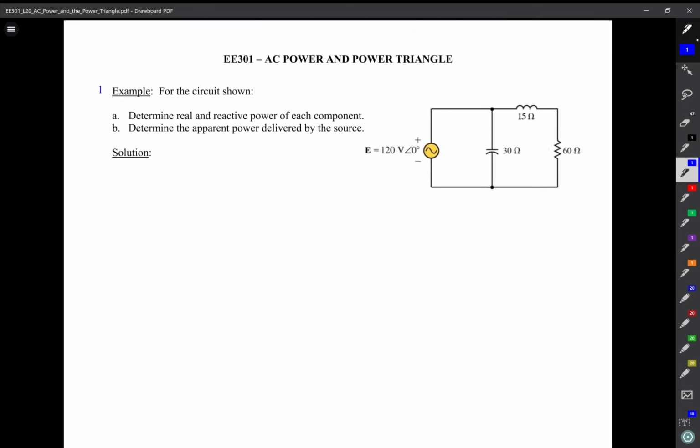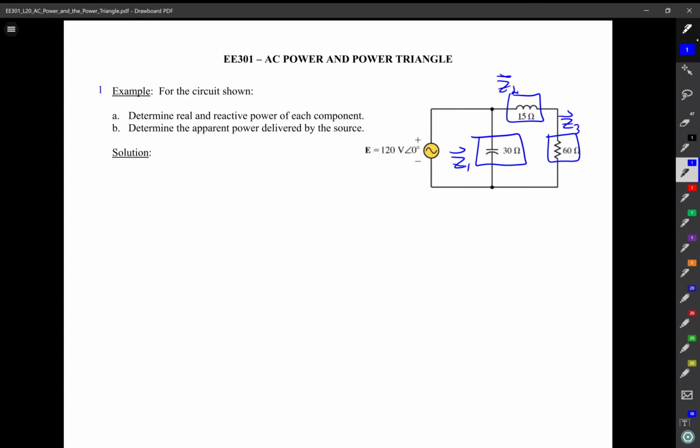All right, let's do a problem. I have here a circuit with 3 elements, and I'm going to label them Z1, Z2, and Z3. I want to find the real and reactive power of each component and determine the apparent power delivered by the source. The way I would solve this problem is to find the complex power delivered to each one of those impedances, and then also collectively find what the total complex power is delivered to that system.